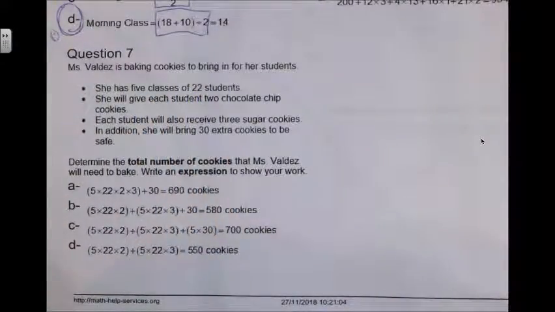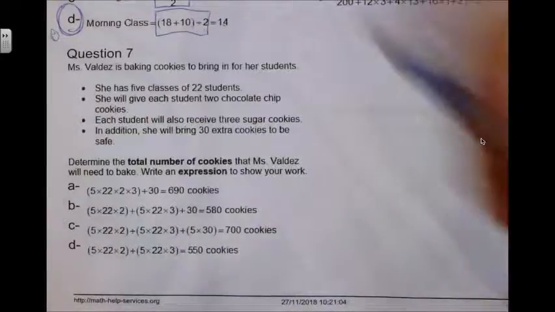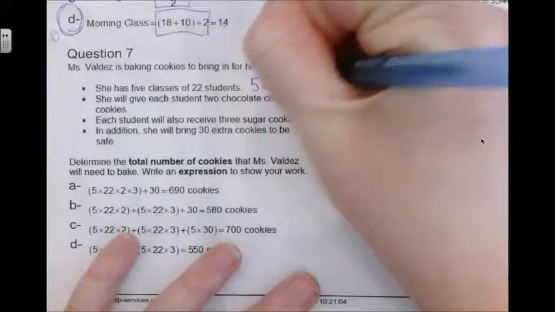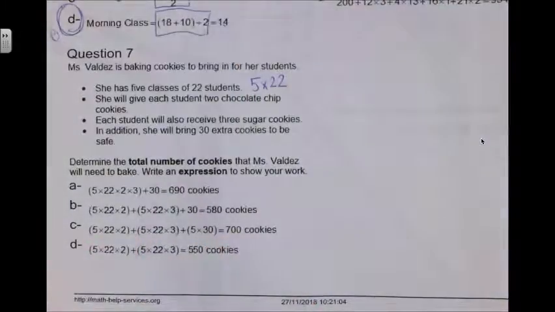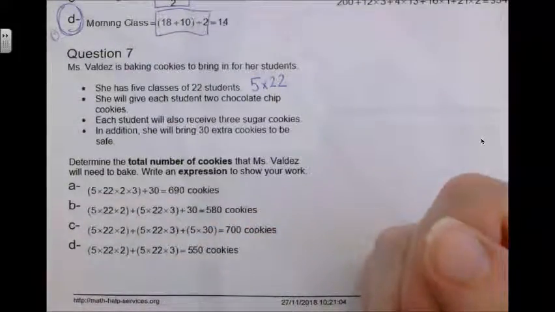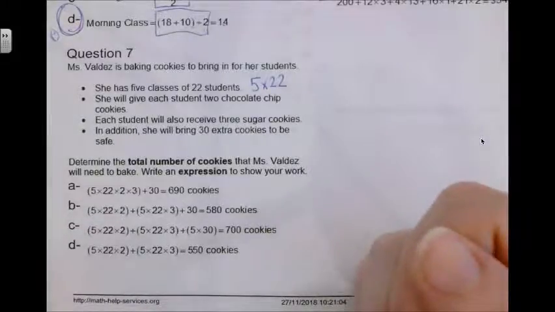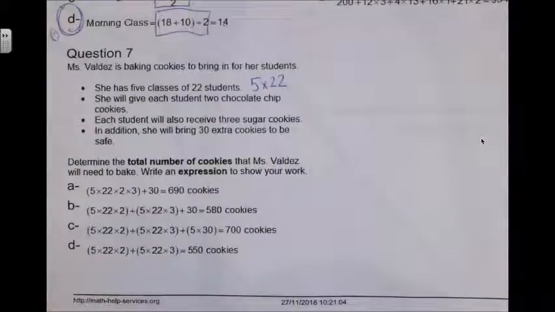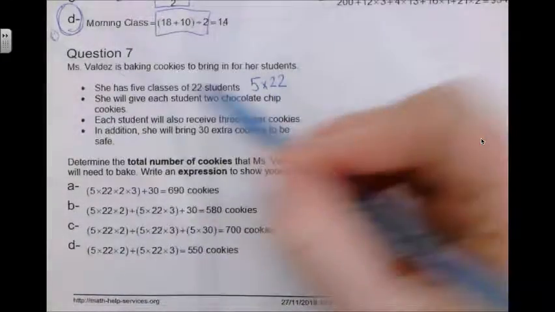So we have to know that that means the number of kids in the class is 5 times 22. Okay, we could calculate this and figure out that it's 110 students if you want to. But if you look in your options for your multiple choice here, they're not actually solving that. They just want you to be able to do the calculations based on the number of students being 5 times 22. So she is giving each student 2 chocolate chip cookies.